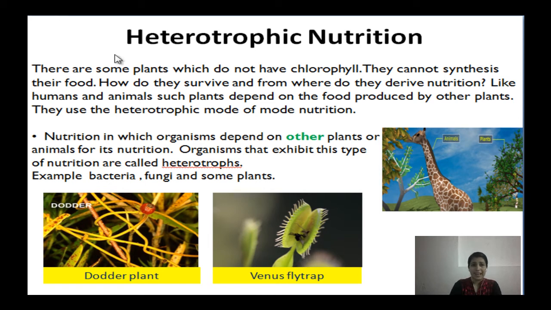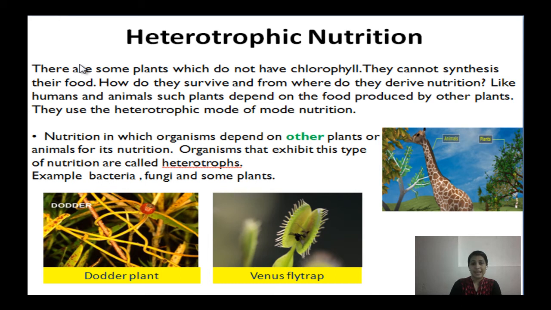So, organisms like animals, some bacteria and fungi cannot prepare their own food. They are dependent directly or indirectly on green plants for their food. Some kind of plants are also heterotrophs. For example, there are some plants which do not have chlorophyll. They cannot synthesize their food. So how do they survive and from where do they derive their nutrition?